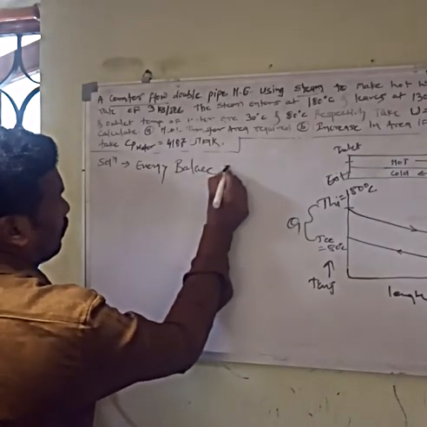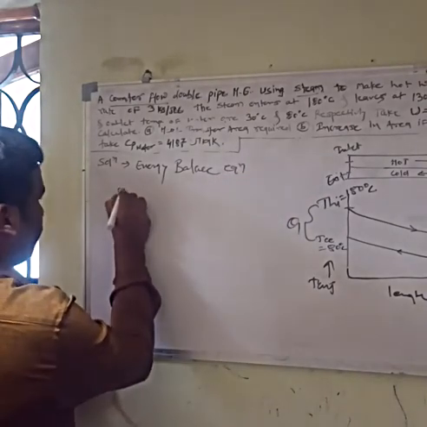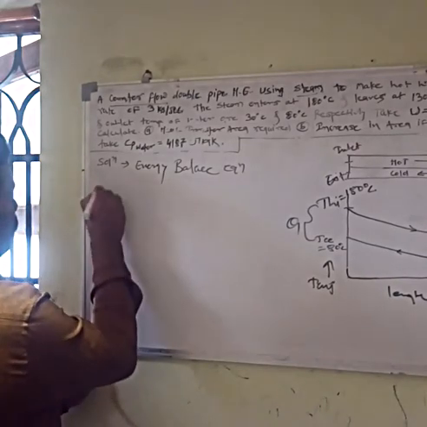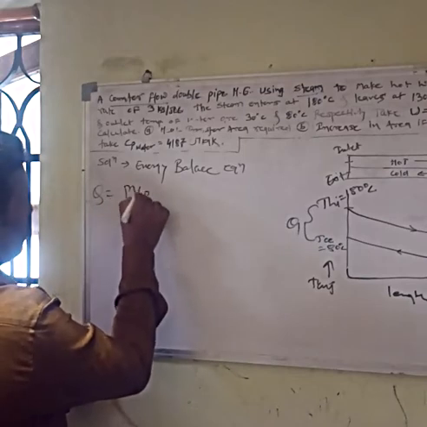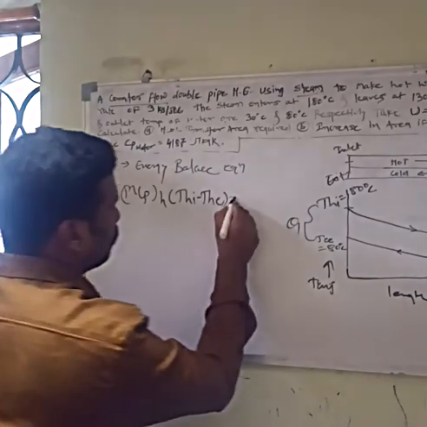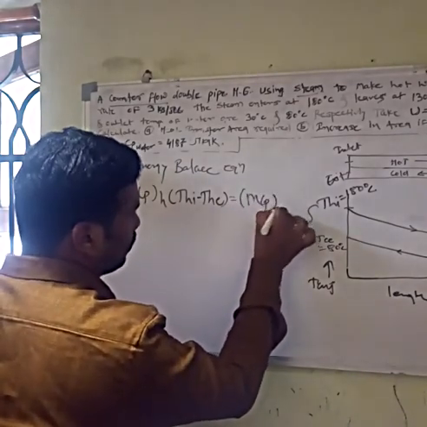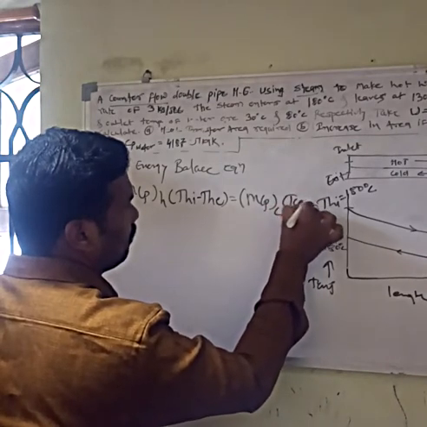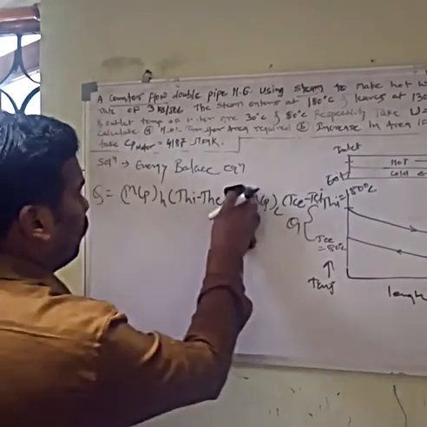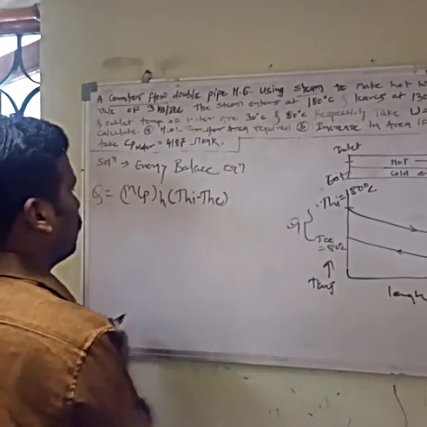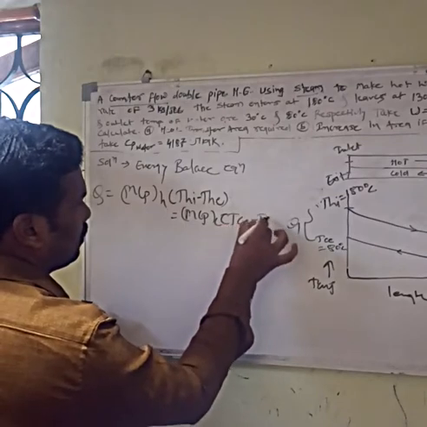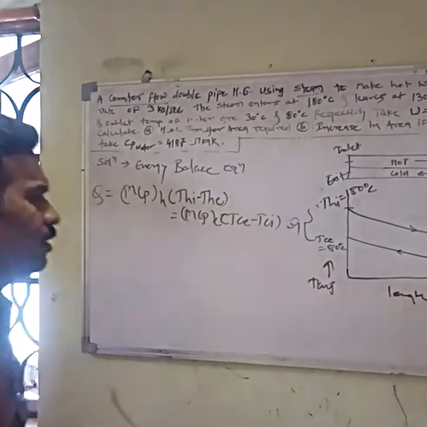Energy balance equation is Q = m Cph (Thi minus The) = m Cpc (Tce minus Tci), higher minus lower. Now here we have to find the value of Q.